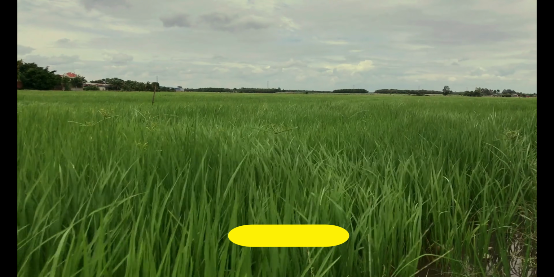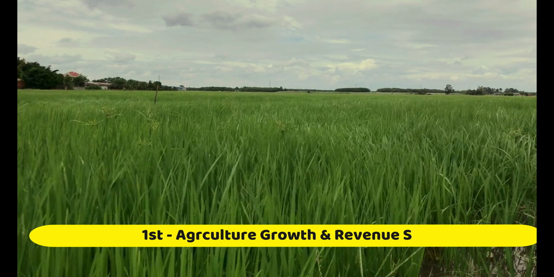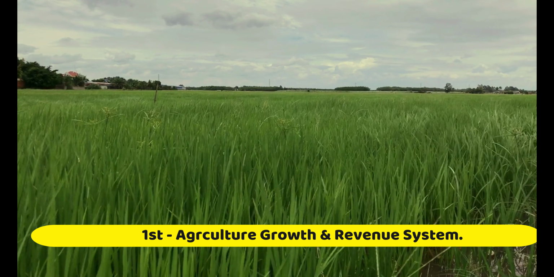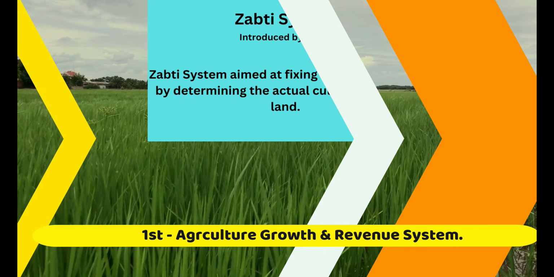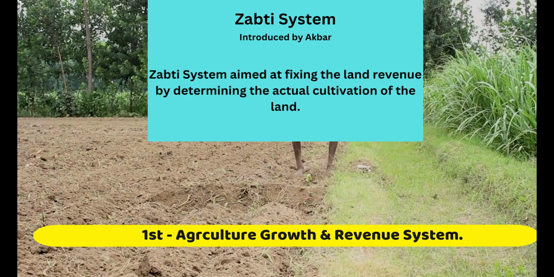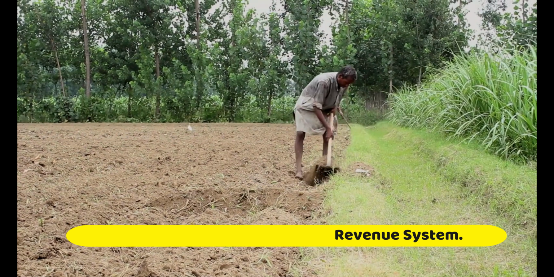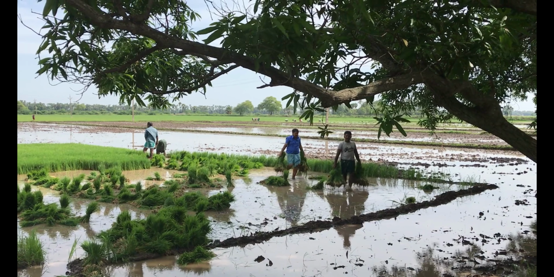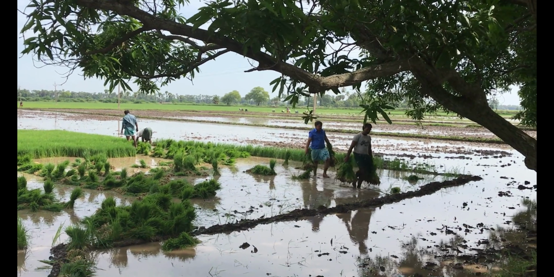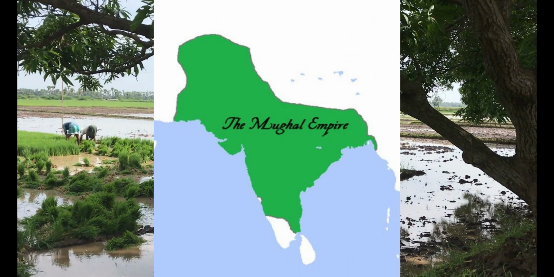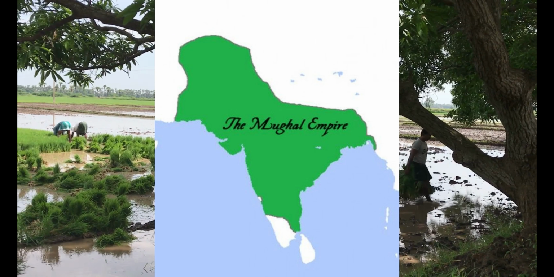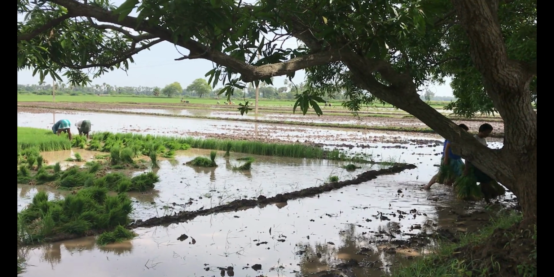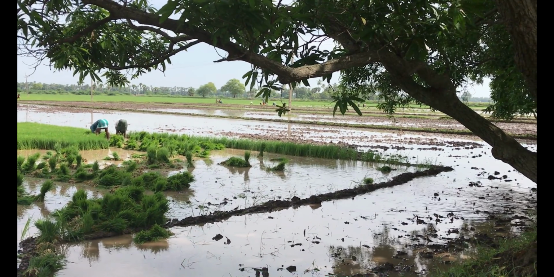First, agricultural growth and revenue system. The Mughal rulers introduced an efficient land revenue system, the Zabt system, which boosted agricultural productivity and enabled the empire to generate vast revenue. Their investment in irrigation and agricultural development helped India become one of the world's largest producers of food and cash crops, ensuring both economic stability and prosperity.